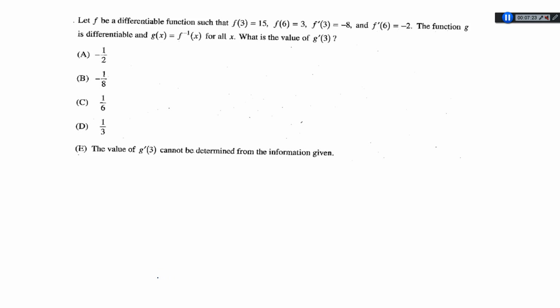This is one of the multiple choice problems on the packet you have, and it's just a derivative inverse problem. So let's see what's going on. We got f of 3 is 15, f of 6 is 3. They're really giving you a table here. You could make a table if you wanted to, with x values being 3 or 6, and f of x being 15 or 3. Some of these problems are easier if you organize them in terms of a table, but we can also just do it.